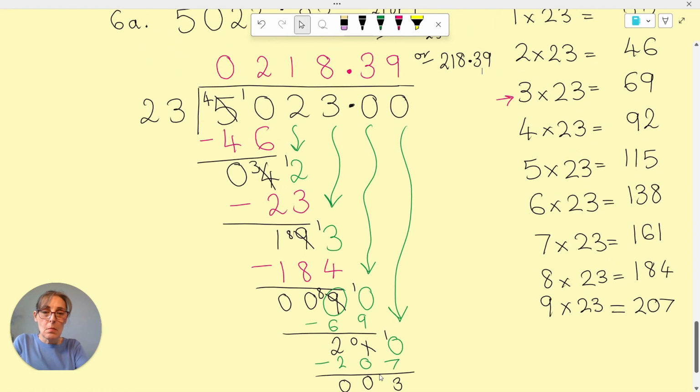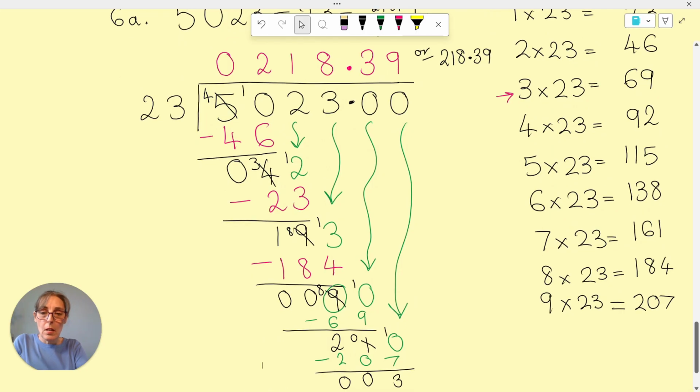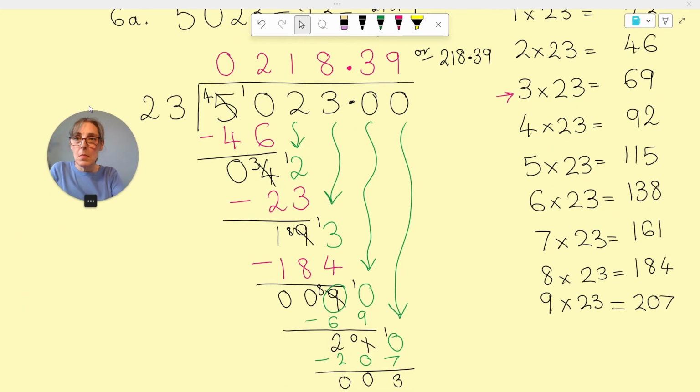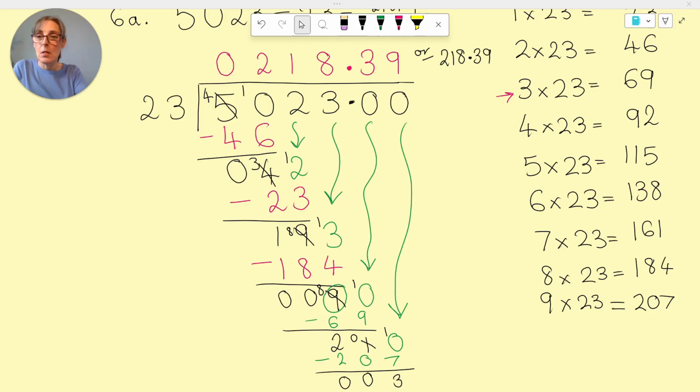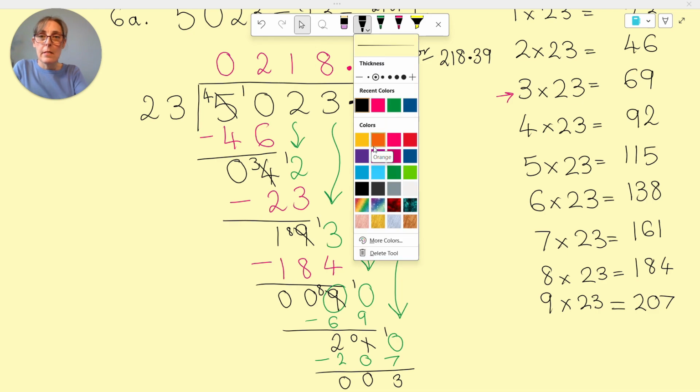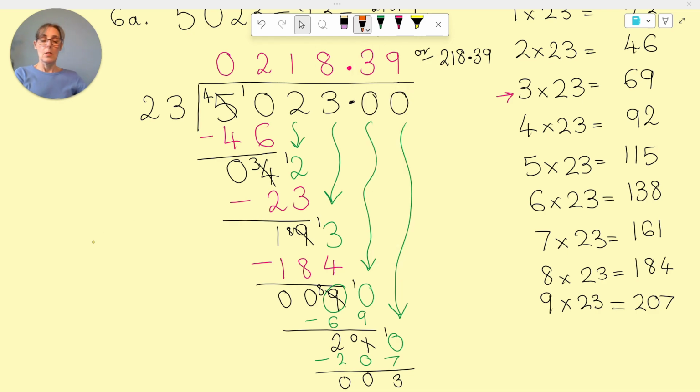I wonder if I can move it over here a bit. I'm just going to move me up here, and I'm going to use this space. I'm going to change the colour maybe. Orange is quite a distinctive, different colour to what we've been using. So over here, I'm going to do B, and we're doing 5,023 divided by 23, but we're going to do it short division, bus stop method.